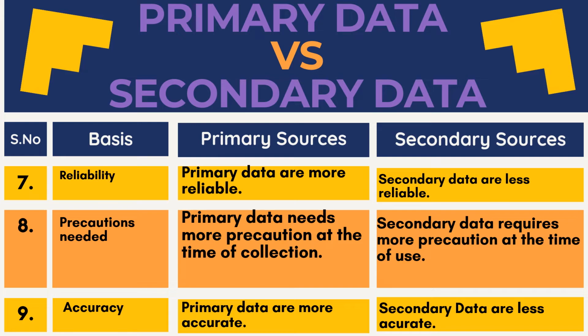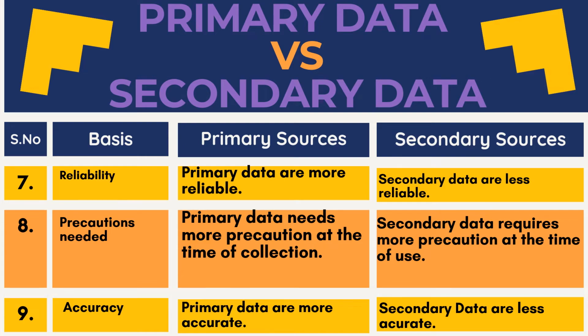What are the precautions that one should take at the time of collecting primary data or secondary data? Primary data needs more precaution at the time of collection. It means when you are collecting data by primary sources, then you should take more precaution at the time of collection of that data. But in case of secondary sources, you require more precaution at the time of its use, because at that time you have to modify it, you have to change it according to your own requirement.